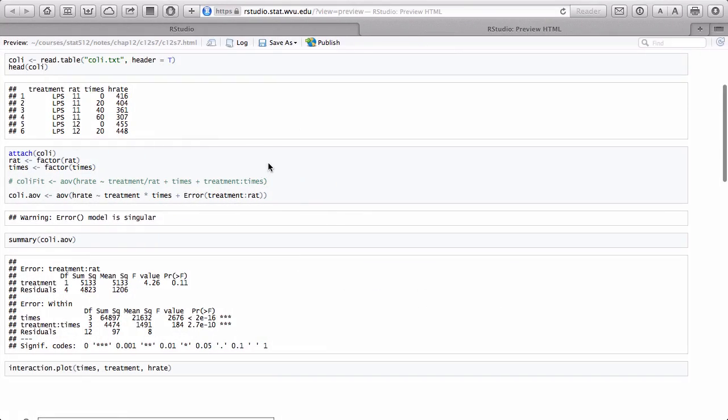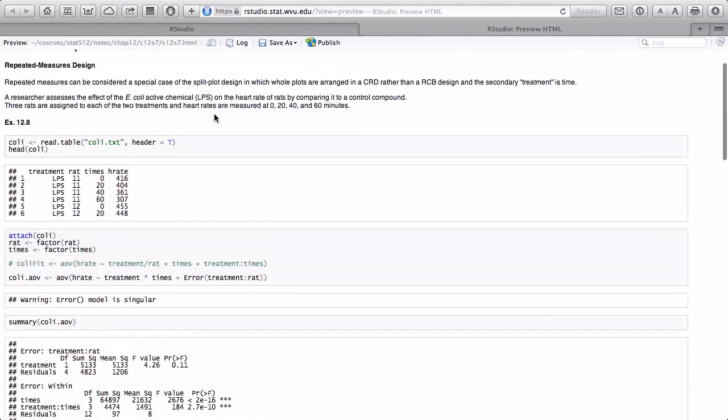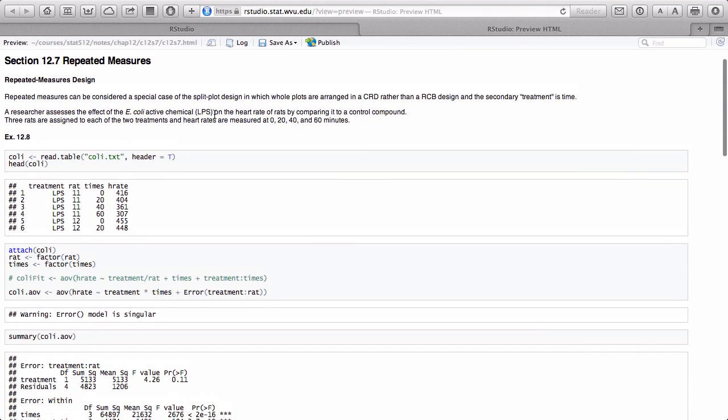So what are we doing? We're going to look at an experiment. And this has to do with the effect of E. coli. E. coli generates this chemical, LPS, and if it becomes prevalent in your body, it causes, I think it's a speed up of your heart. It causes your heart to race.